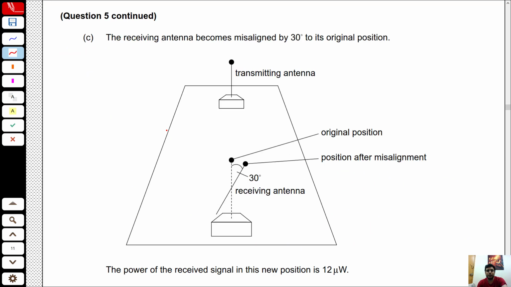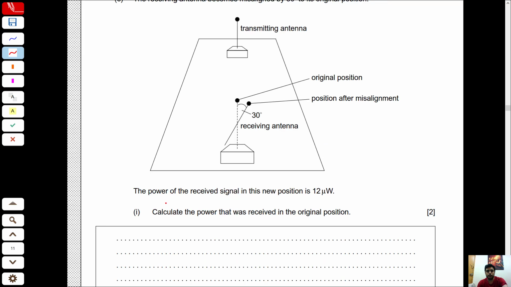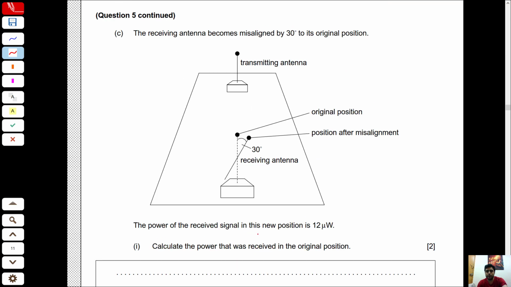The receiving antenna becomes misaligned by 30 degrees to its original position. The power of the received signal in the new position is 12. So in the new position, the power of the received signal means the final intensity. Calculate the power that was received in the original position. So at the original position, you will have the initial intensity. Right? So we need to find the initial intensity. We are already given the final intensity.